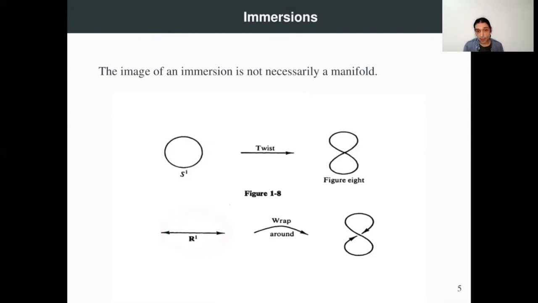This is the line, and what we can do, for instance, is fix here the point 0, which we send to this one. And when we travel to the right, we can travel in this direction, and when we travel to the left, we can travel in this direction. The limit when we go to infinity is going to be this point. The limit when we go to minus infinity is going to be also this point. In this way, we obtain a map that is an immersion, and indeed it's injective. But the image is not a manifold because the image is a figure 8.